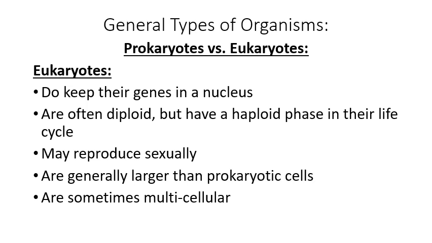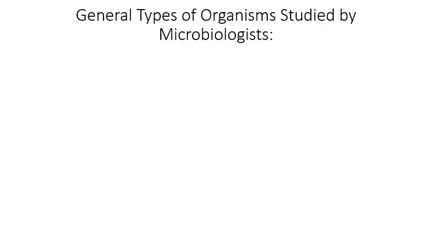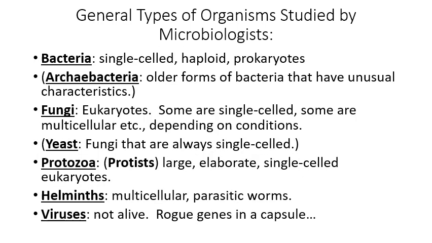Eukaryotes may reproduce sexually, where there's a male and a female type of cell or a male and a female type of organism. That's obviously what humans do. They're generally quite a bit larger than prokaryotes, and many of them are multicellular instead of just single cellular. Okay, so bacteria are single-celled haploid prokaryotes.